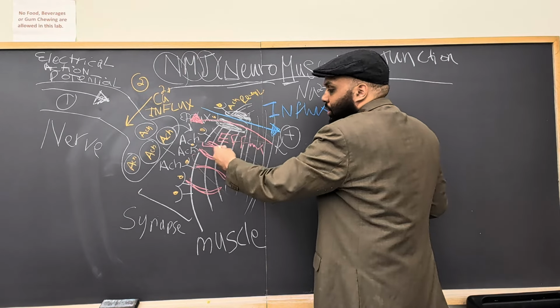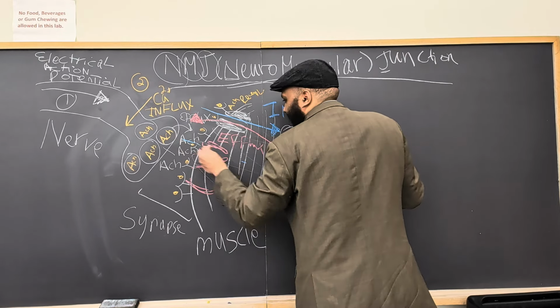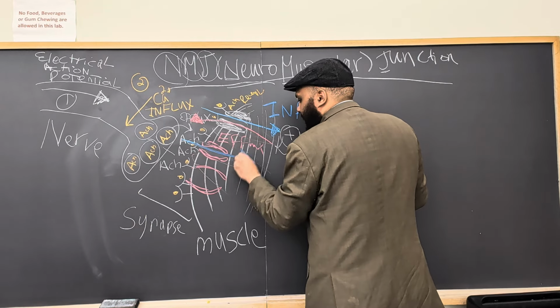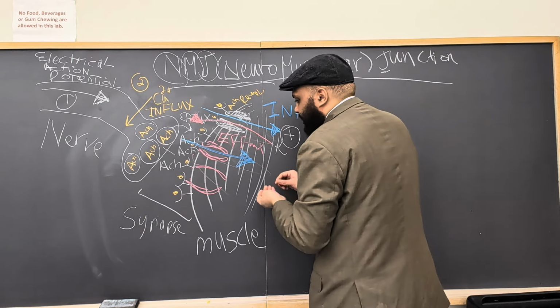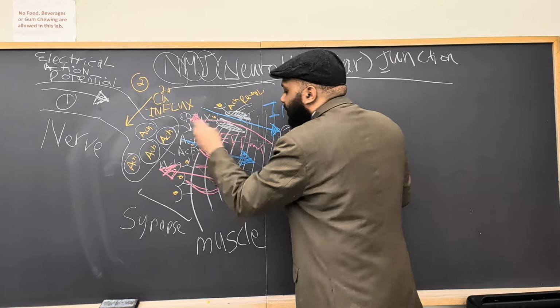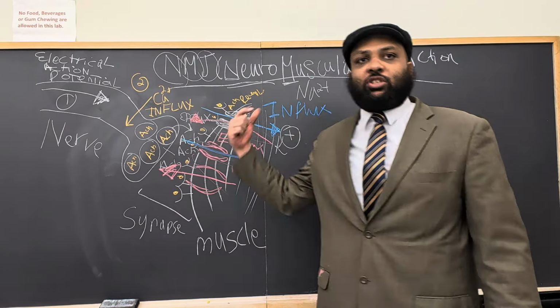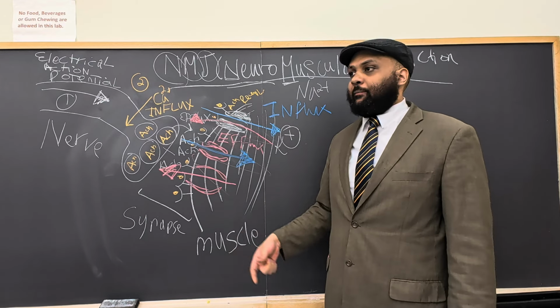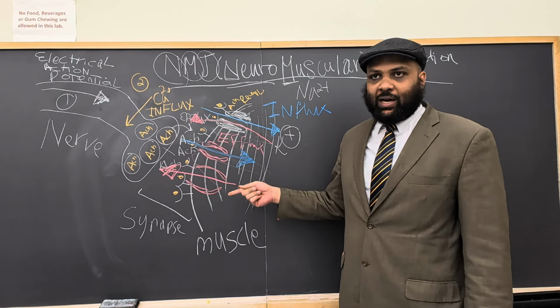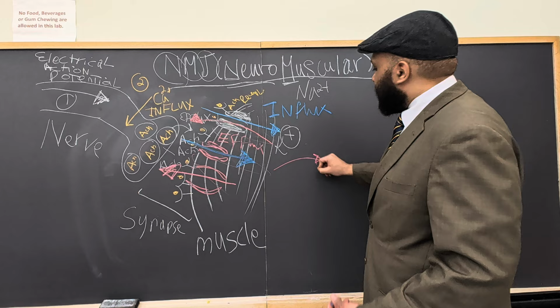But for those channels, there is one channel for sodium to come in, and one channel for potassium to go out. And those channels propagate a membrane potential. There are like millions of them. When this happens, this is all happening inside the muscle.